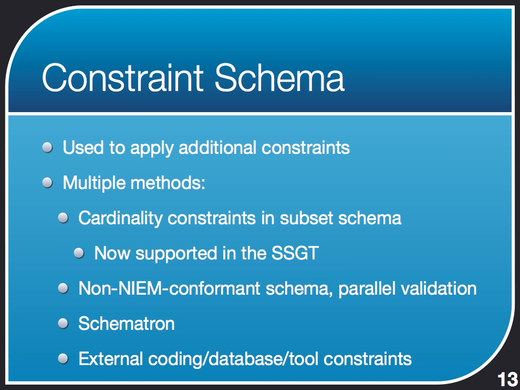Now that functionality is well supported in the SSGT itself. So the concept of having a separate constraint schema in terms of cardinality kind of goes away because it's really just part of your subset. You do that all in the SSGT and it handles it really well.